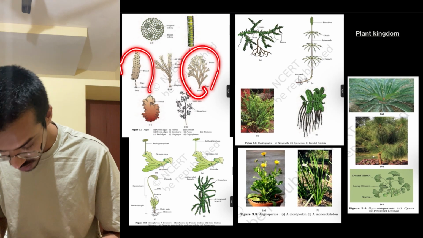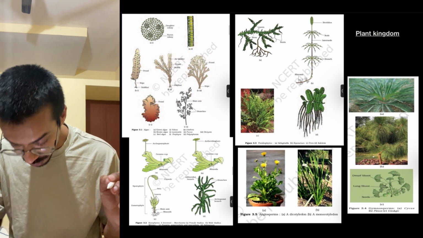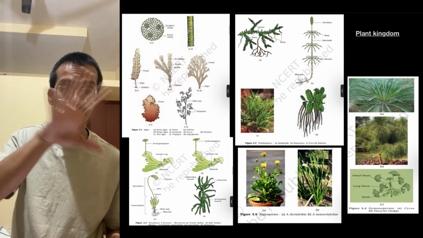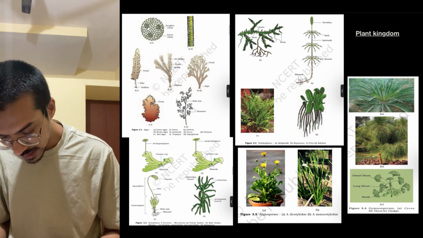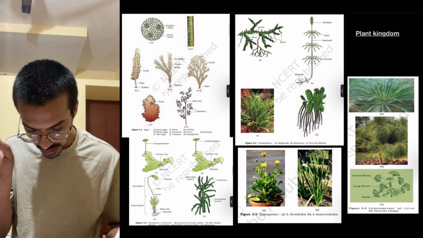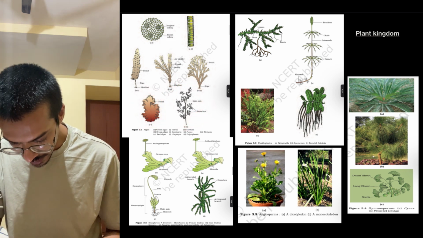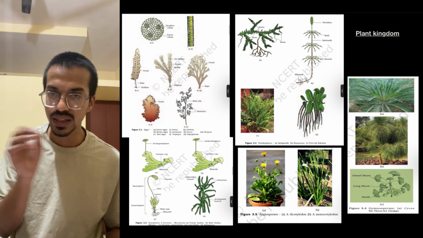The first one is the laminaria, the second one is the bladder, the air bladder of fucus, and the last one is the dictyota. Then we have the red algae. Two examples are given to you. Number 1 is porphyra, and the second one is polysiphonia.